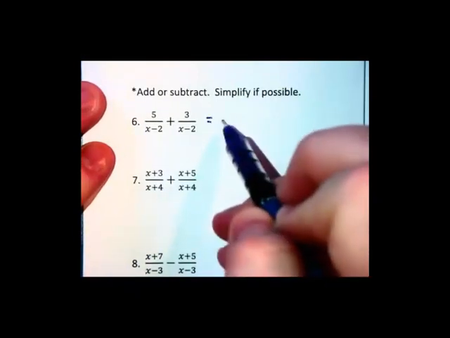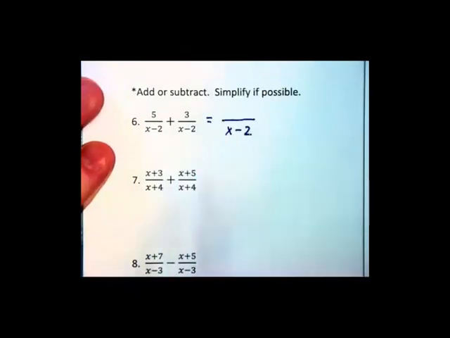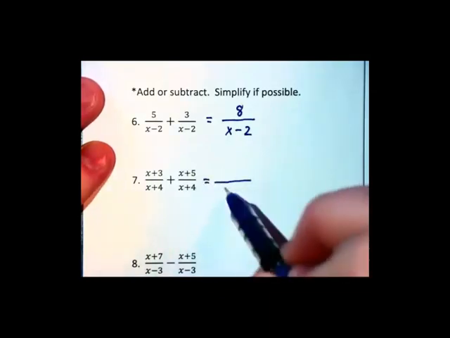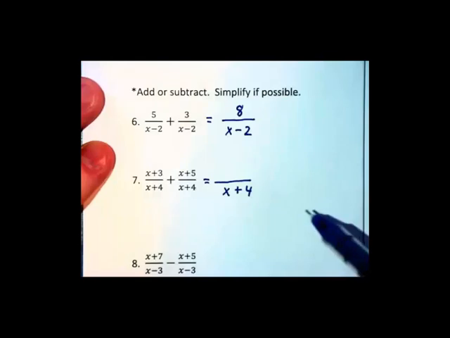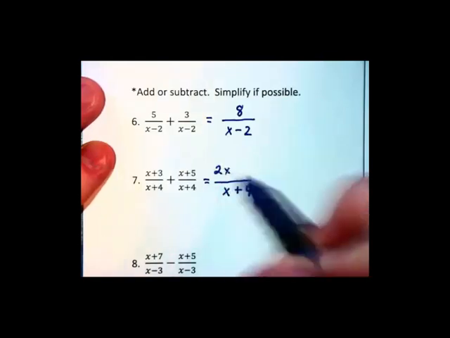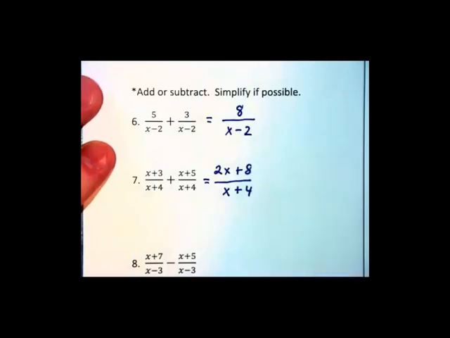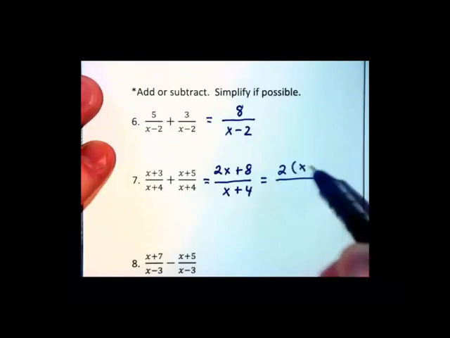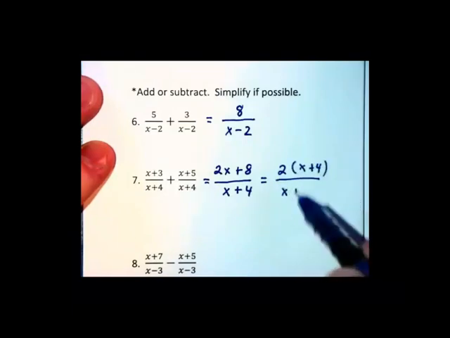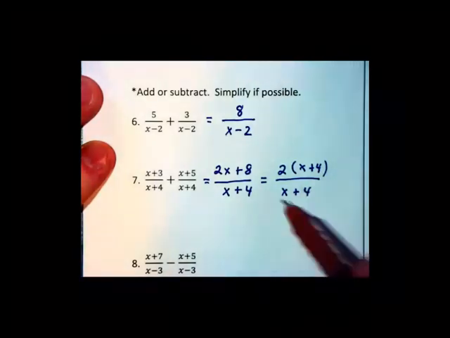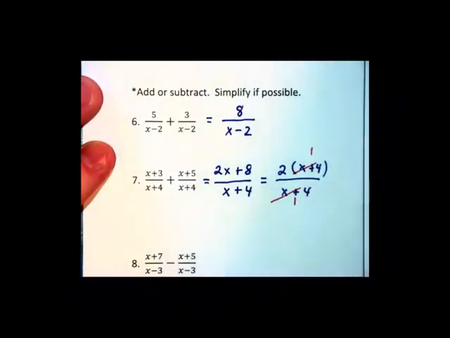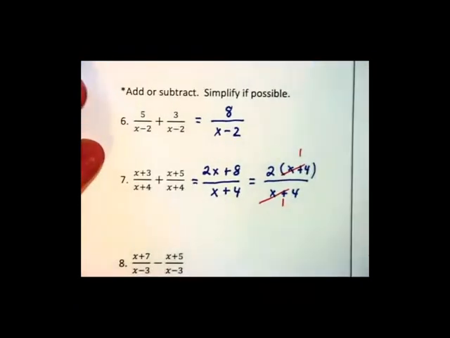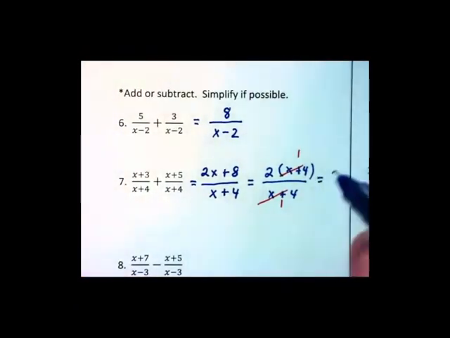Notice we already have a common denominator on problem number 6, so I rewrite this over the common denominator, and then we just add across, 5 plus 3 to get 8. There is no trick. In this second one, we already have a common denominator, thankfully. If we add together x plus x, we get 2x. 3 plus 5, we get 8. And we would say we're done, but a careful eye will notice that we can factor a 2 out of the numerator. Upon doing so, there's a common factor of x plus 4 in both the numerator and the denominator, which cancels out, and you're left with a nice clean answer of 2.